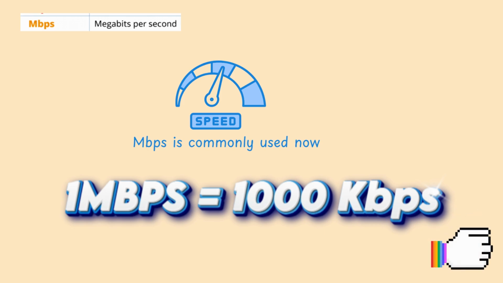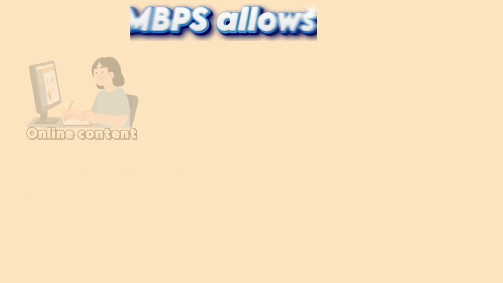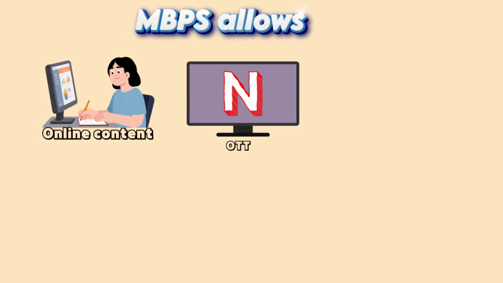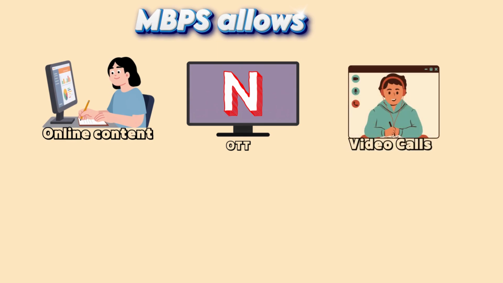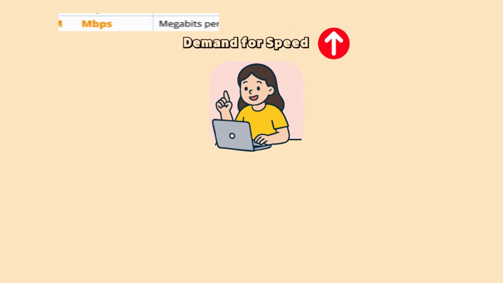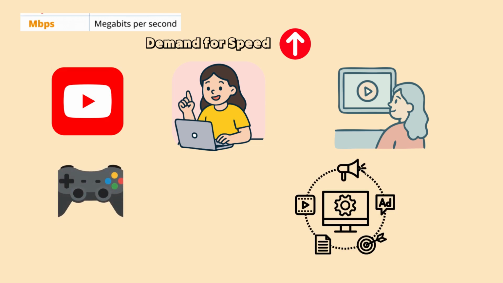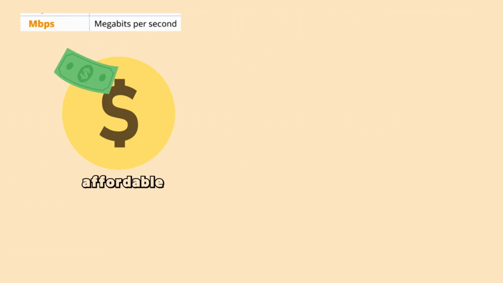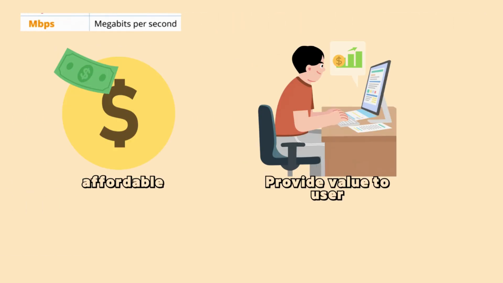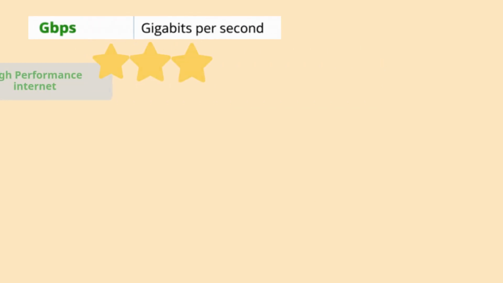With speeds in this range, users can browse websites smoothly, stream videos in standard or high definition, and join video calls without frequent interruptions. As online platforms shifted toward media-rich content, megabits per second became the practical standard for households. It represents a balance between affordability and usability, making it the most commonly advertised speed by internet service providers around the world.